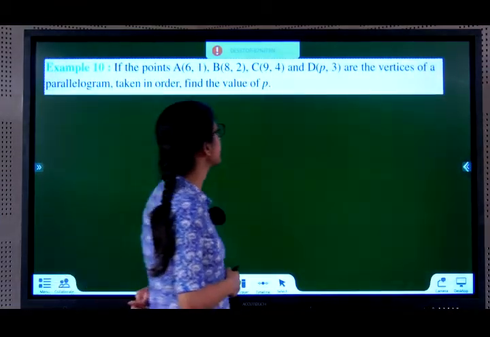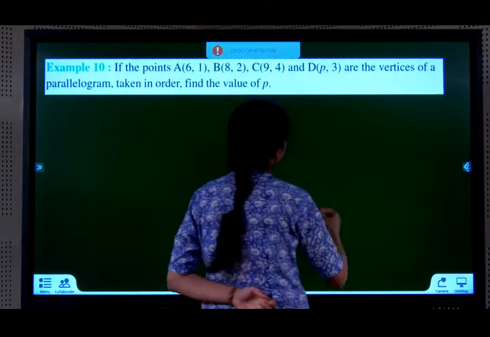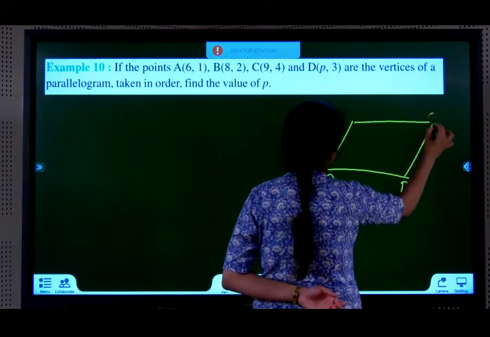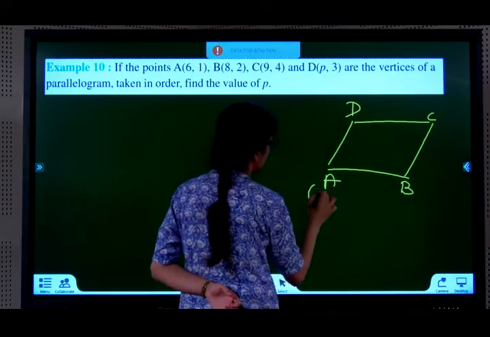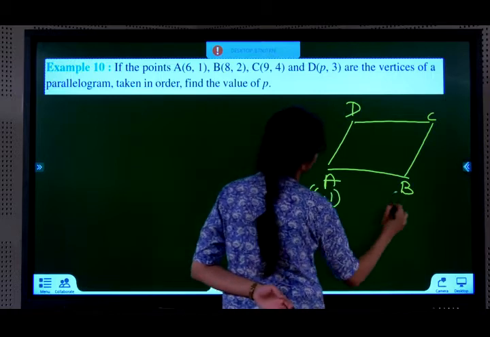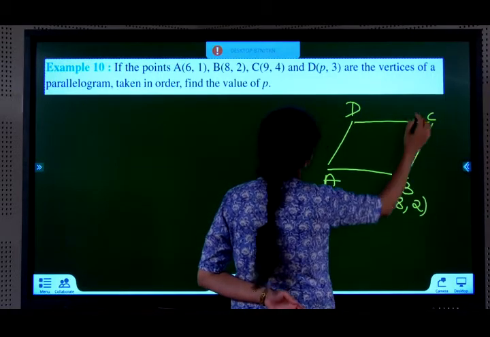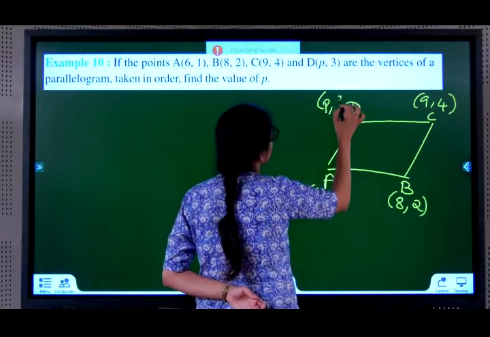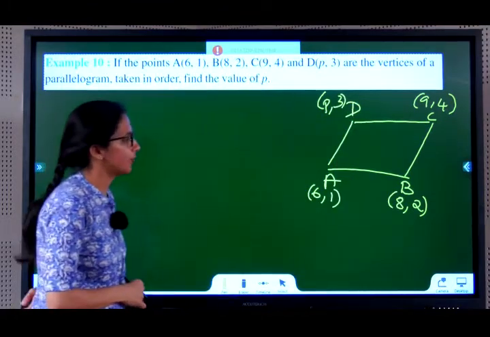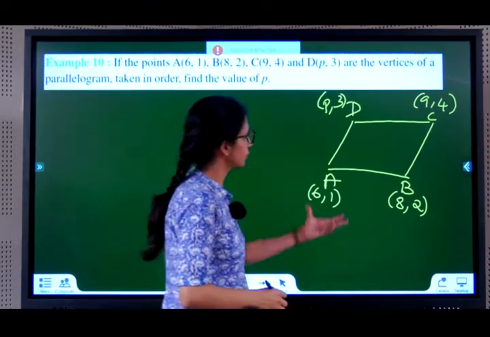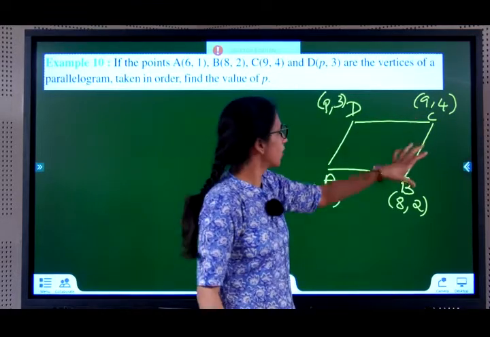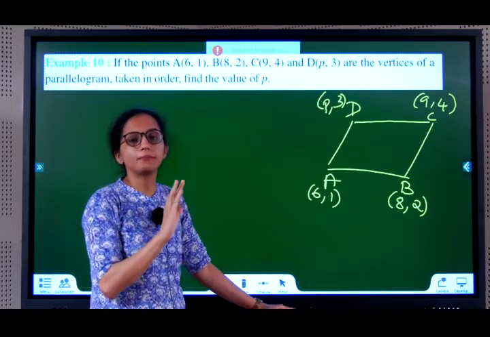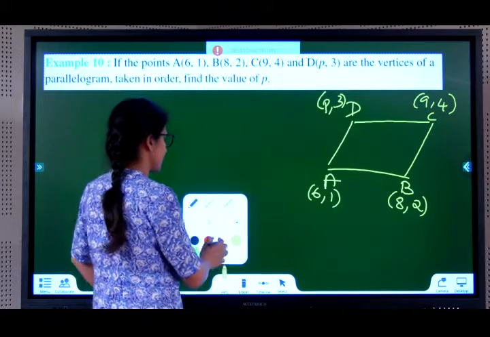If the points A, B, C, D are the vertices of a parallelogram taken in order, find the value of P. So this is a parallelogram, A, B, C, D taken in order. A is 6, 1, B is 8, 2, C is 9, 4 and D is P, 3. How do you find the value of P? One of you might suggest use AB equals CD, get one equation, or use CB equals AD, get one equation. You can do that, but that will be a lengthy process.